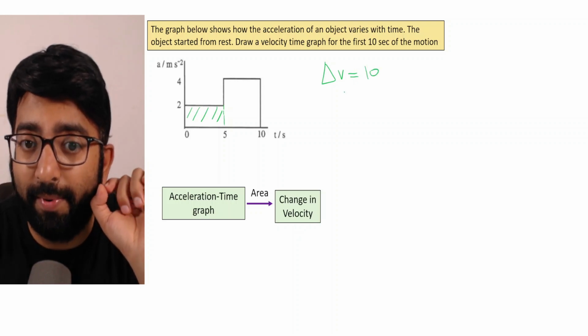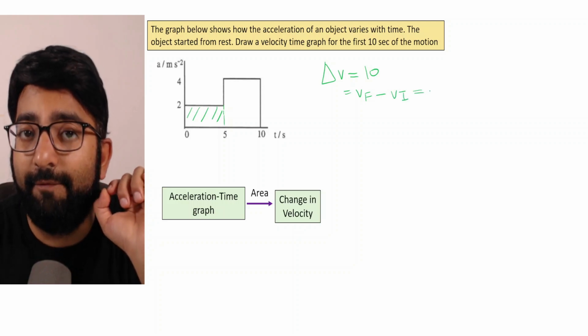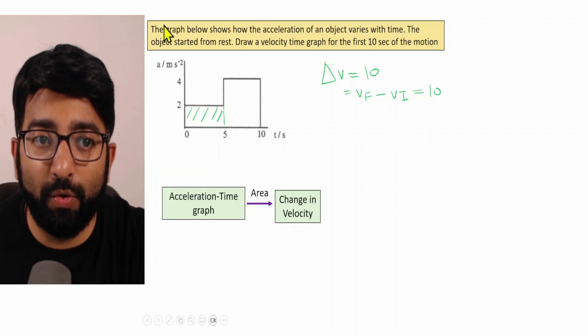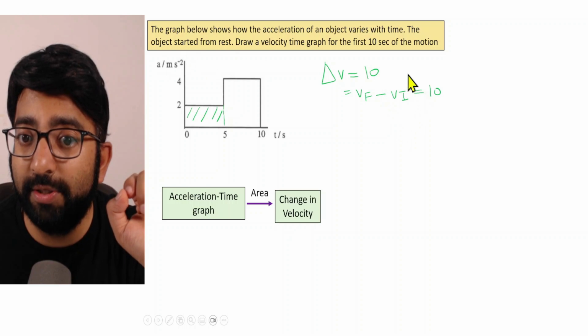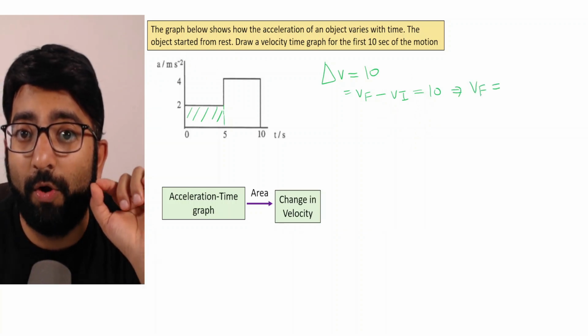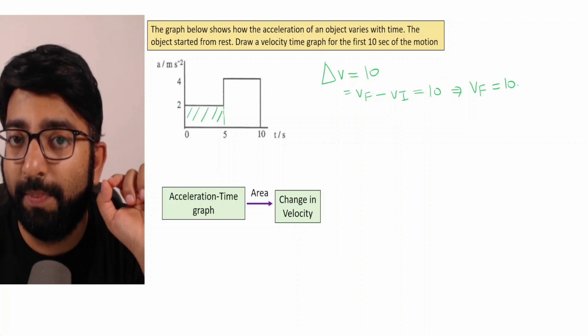Change in the velocity, remember, is final velocity minus initial velocity, and that we have figured out to be 10. Initial velocity of the object is equal to 0 since the question has specified the object is starting from rest. So initial speed is 0. This implies we can say the final velocity of the object at the end of 5 seconds will be 10 meters per second.